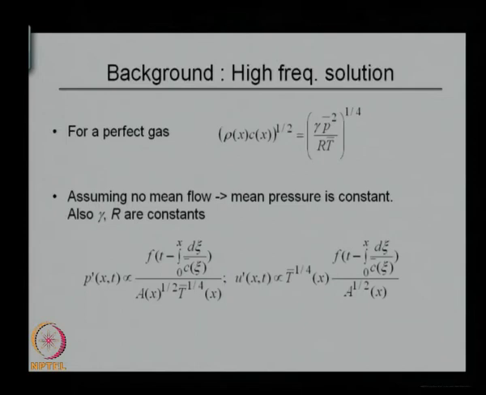We then derived for a perfect gas the relation that pressure is proportional to 1 over square root of A and 1 over T power 1/4, and velocity was proportional to T power 1/4 and 1 over square root of A. So this is where we stopped. Oh, sorry, they are the same actually. I should have written this. I mean, same. Sorry about this.